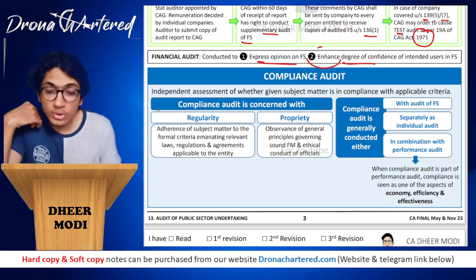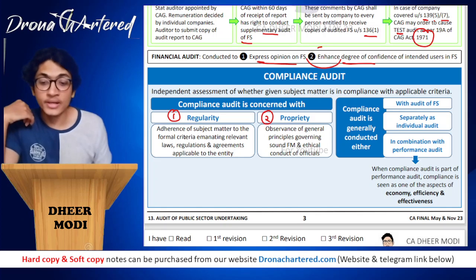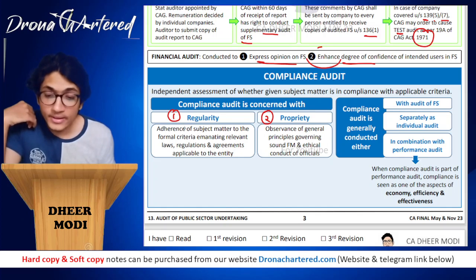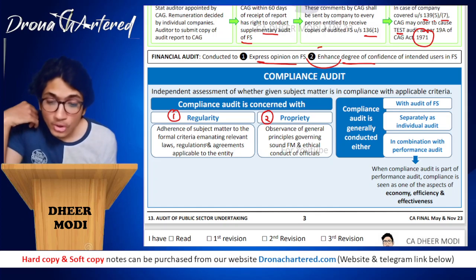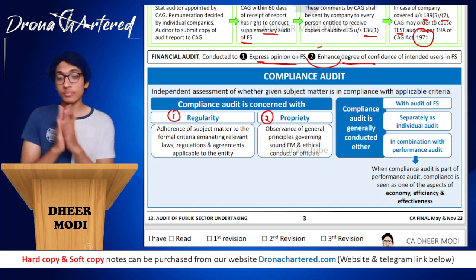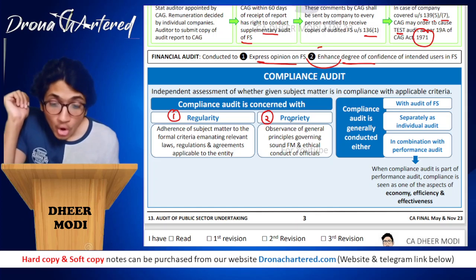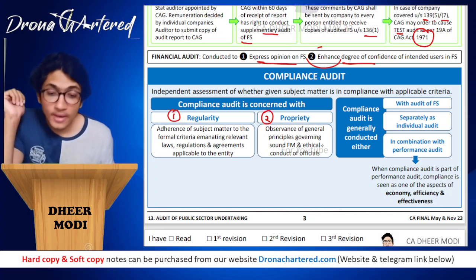So compliance audit is concerned with two things. First is your regularity and second is your propriety. Regularity is adherence of the subject matter to the formal criteria emanating from relevant laws, regulations, and agreements applicable to the entity. So regularity means everything is proper, nothing against the law. Propriety is observance of general principles governing sound financial management and ethical conduct of officials.